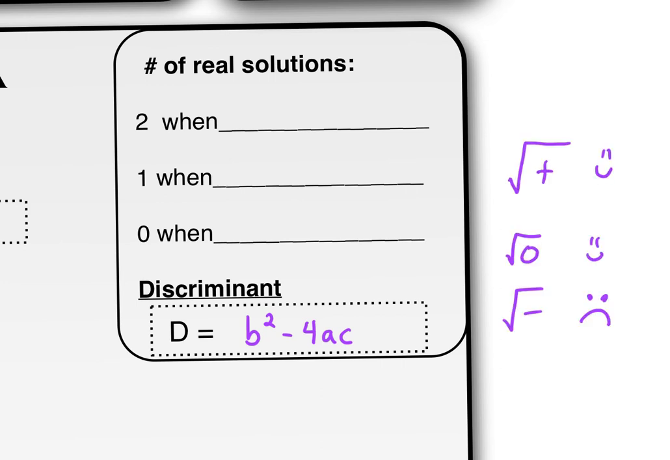So just as a refreshment, whenever d is greater than 0, in other words, it's positive, if d is positive, you're going to have 2 real solutions. Whenever d is equal to 0, which is still fine because I can take the square root of 0, then we get 1 real solution. And whenever d is less than 0, in other words, a negative number, it's down here, and at this stage, we can't solve it. So we say no real solutions.